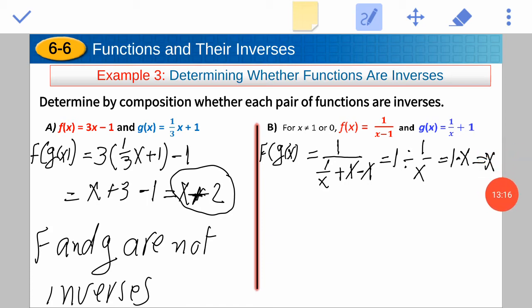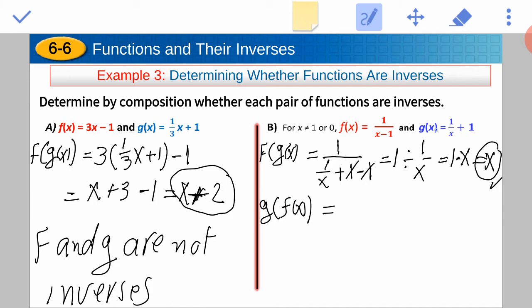So the first condition is met. Yes. The composition f of g of x is equal to x. Yeah, the first condition is okay. But this is not enough to determine whether the two functions are inverses or not. So we need to find g of f of x. We need to find the composition g of f of x.